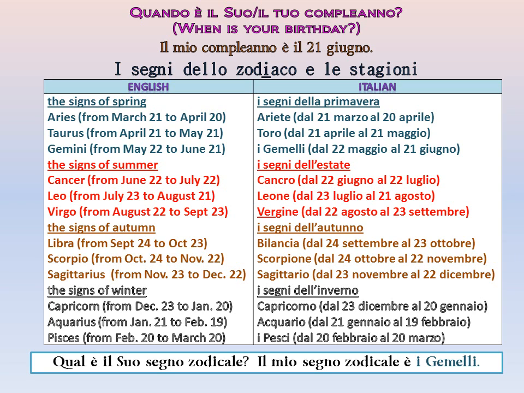Acquario, dal 21 gennaio al 19 febbraio. I pesci, dal 20 febbraio al 20 marzo. Find your birthday and answer the question, qual è il suo segno zodiacale? Il mio segno zodiacale è I gemelli.